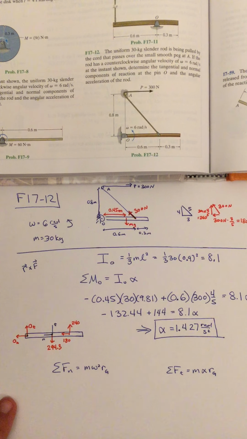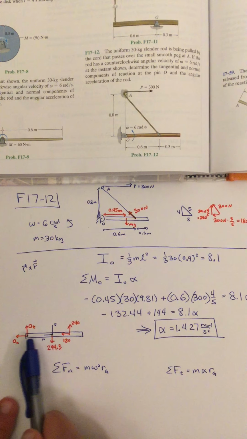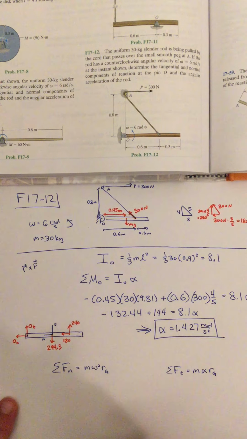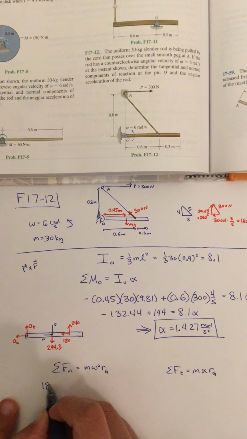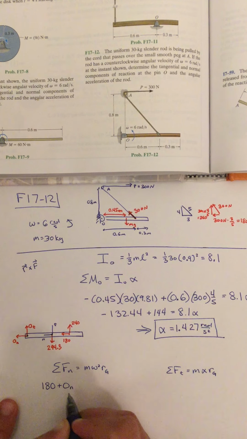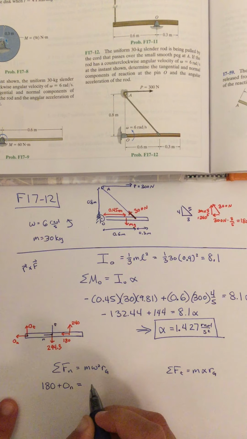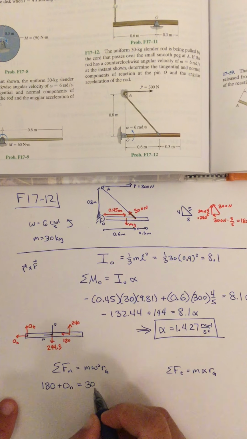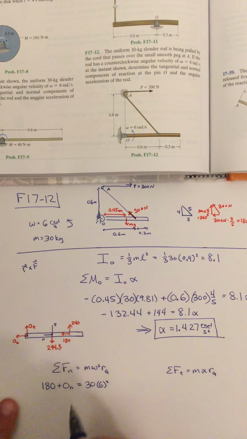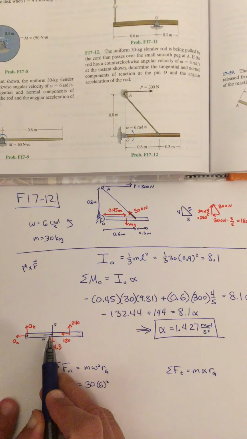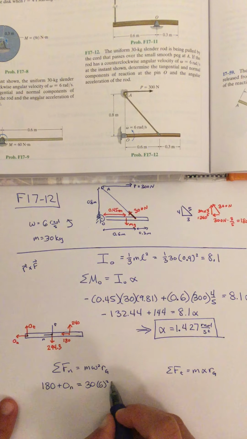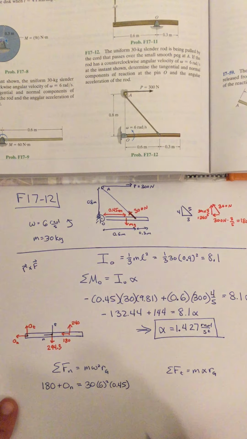Okay, so now I can sum up the forces in the normal direction. So normal is to the left. I have two forces pointing to the left, so those are both positive. So that's 180 plus the normal component of the force at O is equal to the mass, which is 30, times omega squared. Omega is 6. And the distance from pin O to point G is 0.45. And so we can solve that for the normal component, and we get 306.